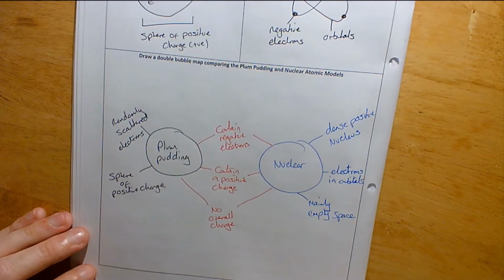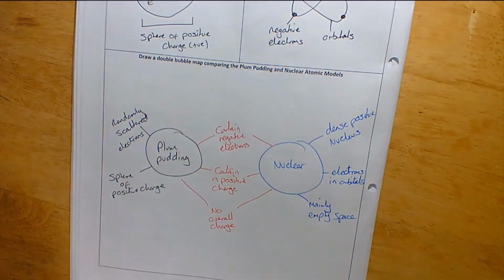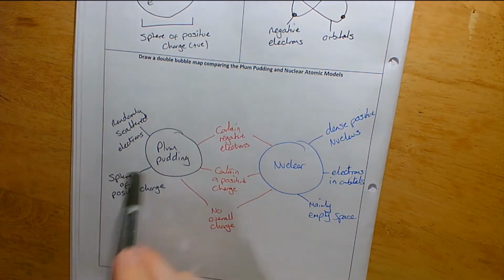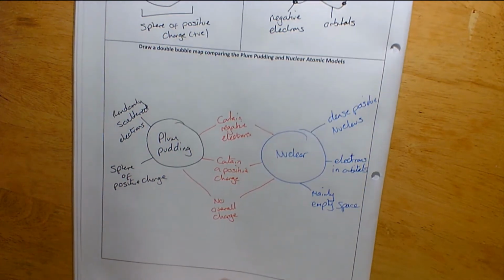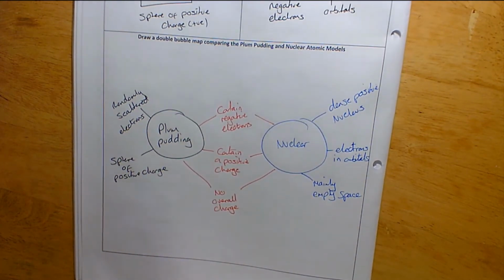So those are the key similarities and differences, and it's quite common that you're asked to compare these two models, and it's really important that you don't just look for differences, you've got to look for the similarities and the differences. So if you could just correct in green pen or add to your double bubble maps with the things that I've added here.